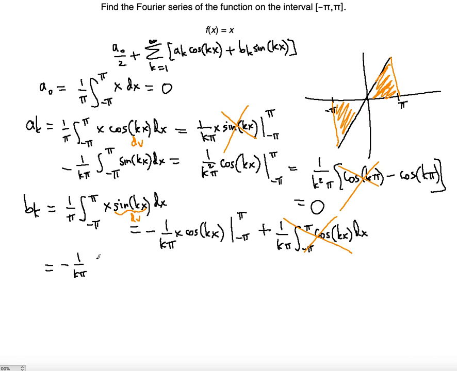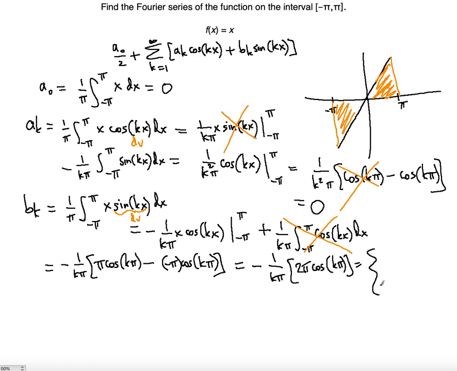Negative 1 over k pi, so we're going to get pi cosine of k pi minus negative pi. Cosine of negative k pi is the same thing as cosine of k pi, as we just said before. So we can just write it like that to avoid too many minuses. And then this will be added, so we're not going to get 0. Great, because if we get 0, there's a problem. There shouldn't be everything 0, right? So that's going to be negative 1 over k pi, 2 of them added together, 2 pi cosine k pi. So it has 2 possibilities.